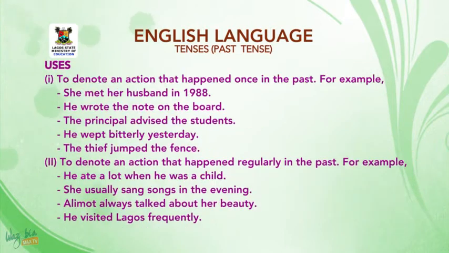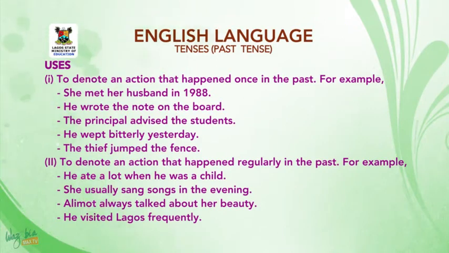Let's look at the uses of the simple past tense. 1. It is used to denote an action that happened once in the past. E.g., she met her husband in 1988. He wrote the note on the board. The principal advised the student. He wept bitterly yesterday. The thief jumped the fence. These are good examples of actions which denote that it happened once in the past.